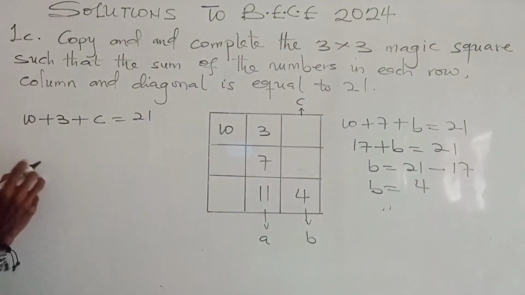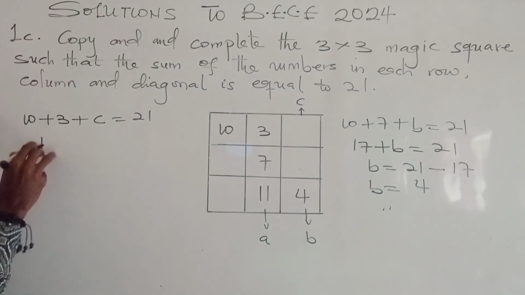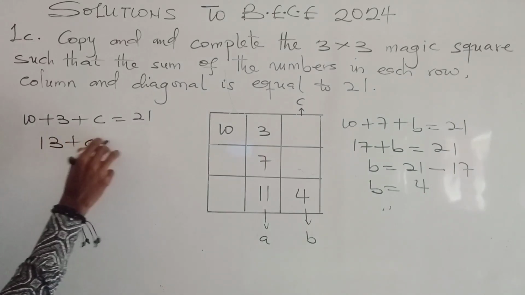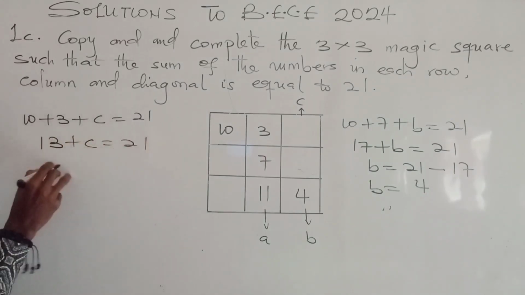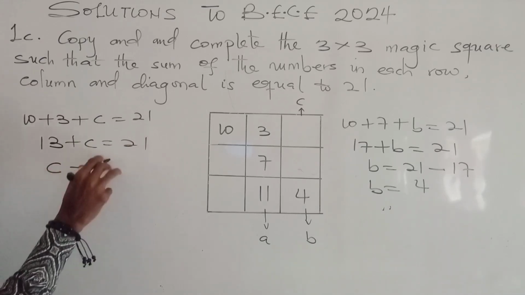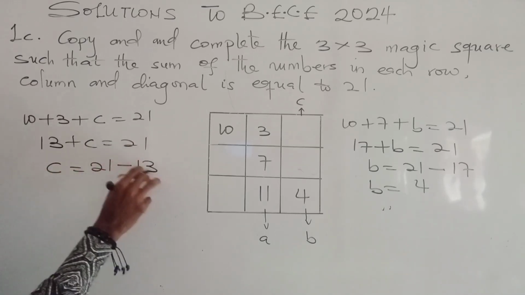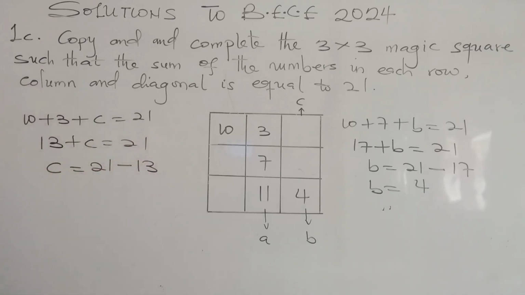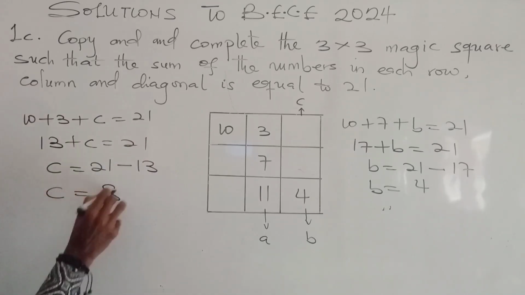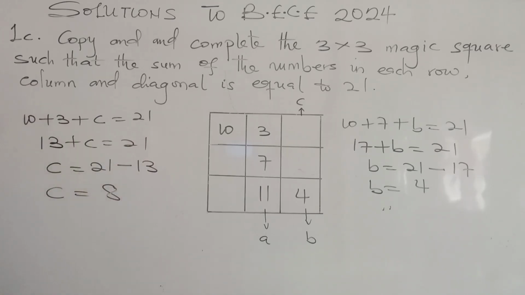So 10 plus 3 gives me 13. So 13 plus c equals 21. So my c will be equal to 21 minus 13. Okay, and that is going to give me c equals 8. And I hope you agree with me. 21 minus 13 gives you 8.